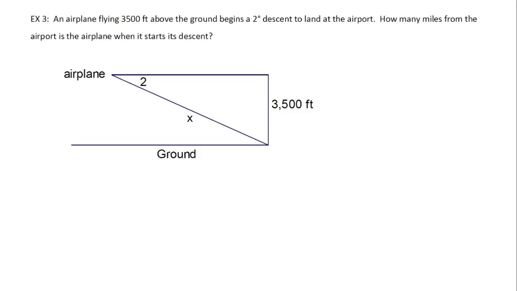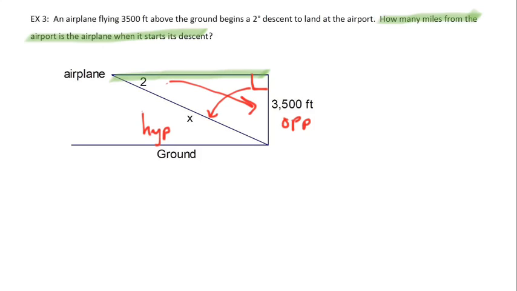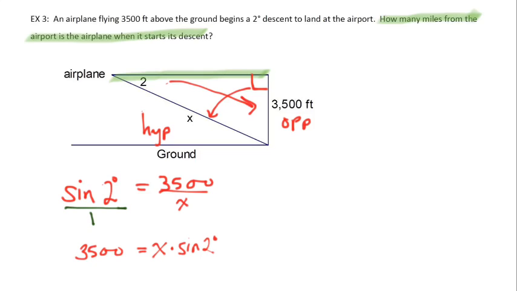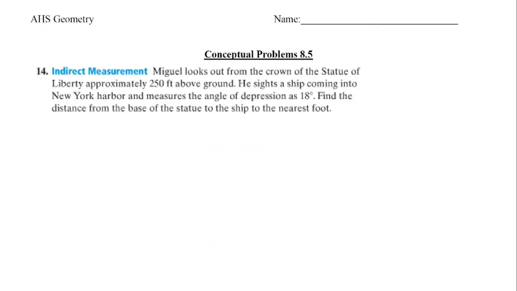Alright, I have an airplane. I have a 2-degree angle of depression. I assume that's a right angle there because it's an altitude, so it's straight down. And then I have the opposite and the hypotenuse. So that's going to be a sine problem. Sine of 2 degrees is 3500 over x. Now be careful, don't just put your variable in the numerator. It's the hypotenuse, so it's in the denominator. One way to solve it is to make it a proportion and then you cross multiply. Either way you get 3500 is x times sine of 2 degrees. Divide by whatever that number is, sine of 2, and you get your value for x.